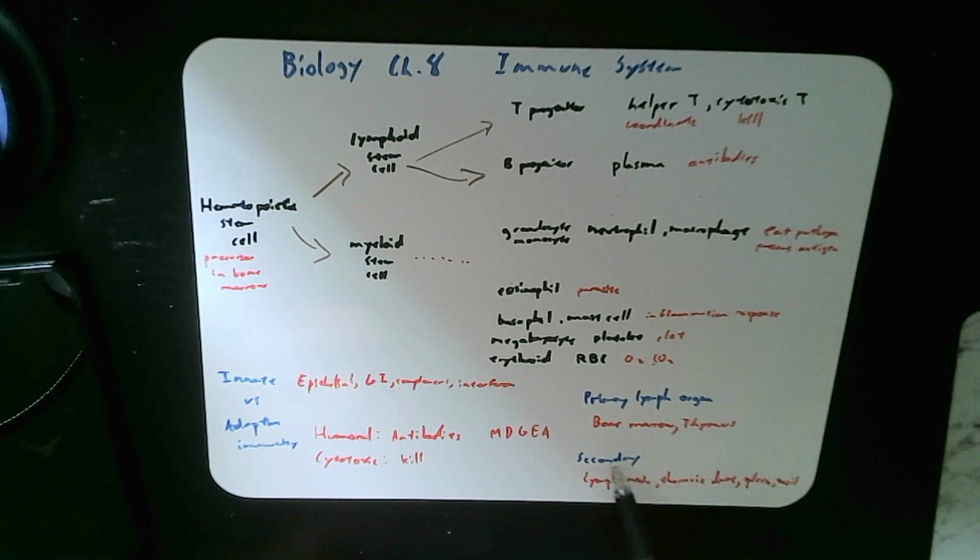Alright, and the secondary lymph organs are the lymph node, thoracic duct, spleen, and tonsil, where these T cells are stored and get ready to launch an attack. Alright, so that's pretty much it for the immune system.